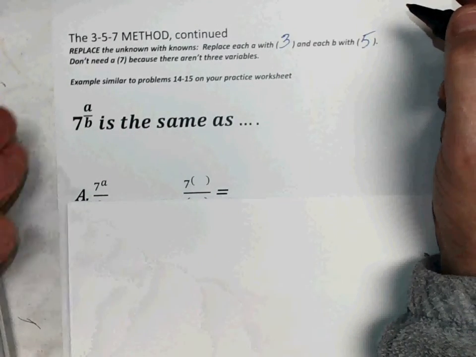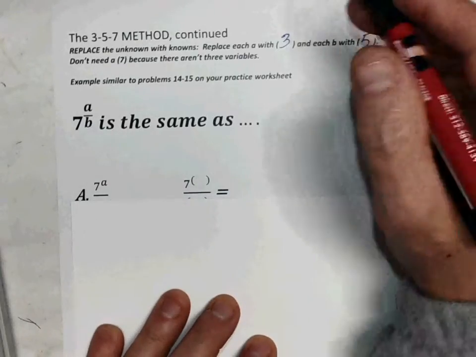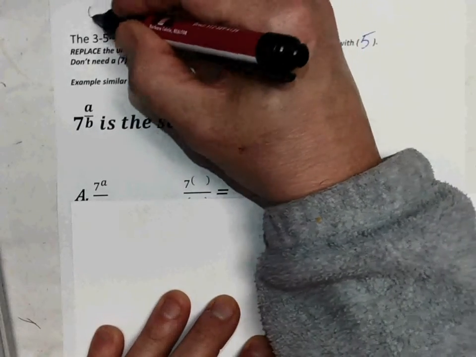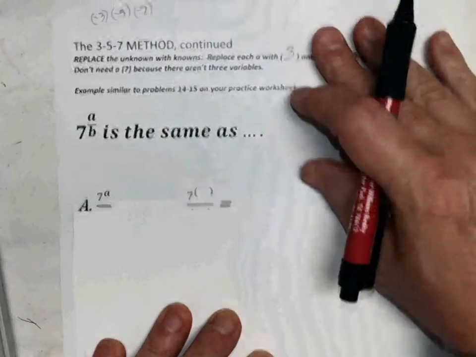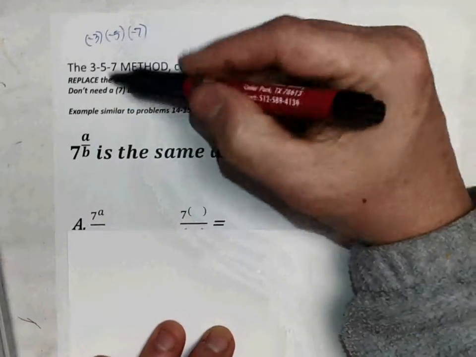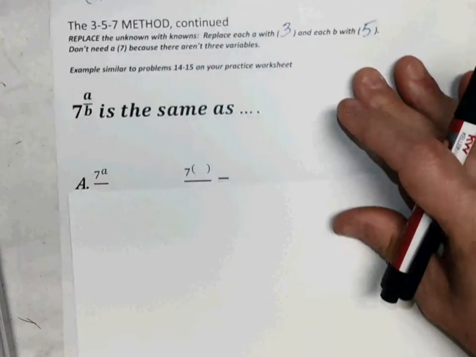By the chance that you have more than 3 variables, what you're going to do is you're going to do -3, -5, -7. You're going to use the negatives. That's if you have more than 3 variables. I doubt very seriously you're going to have that.